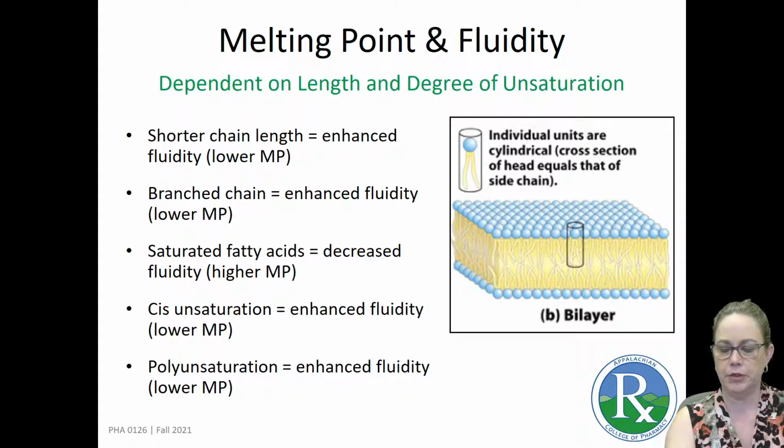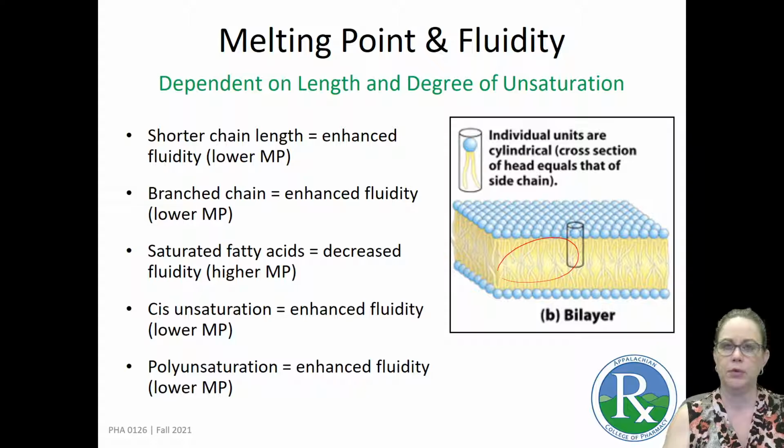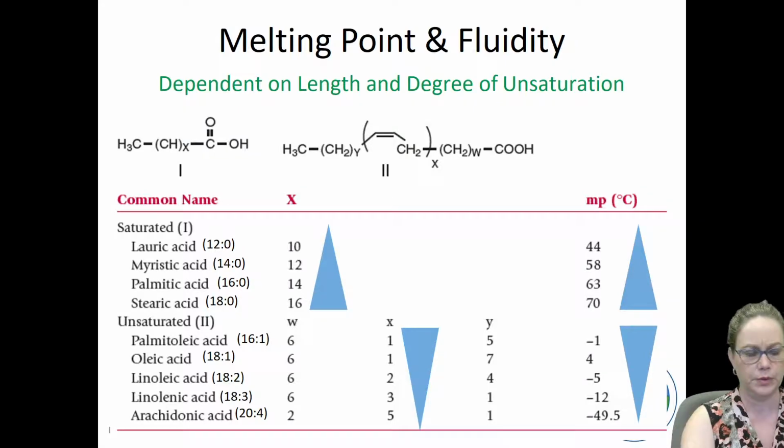Again, remember we're talking about how easy it is to pull apart these tails from one another, or how good the packing of them is. Our cis unsaturation, we said, will lower our melting point or increase our membrane fluidity. Polyunsaturation is going to have an even greater effect than just a single cis double bond, so that would enhance it even further. If we take a look at this table here, we'll try to point out these factors or features we were talking about.